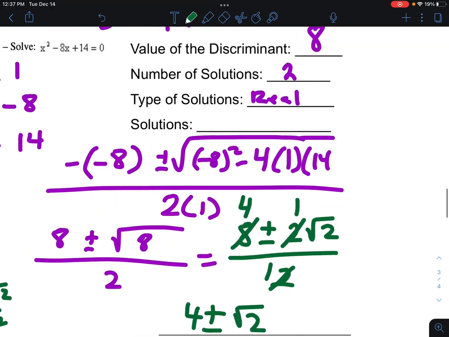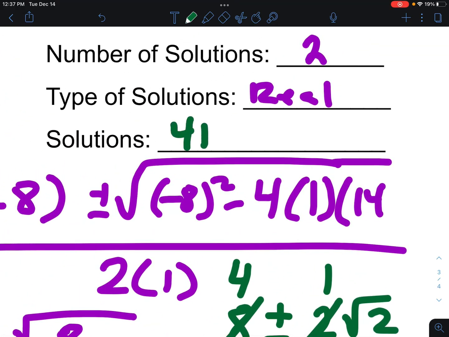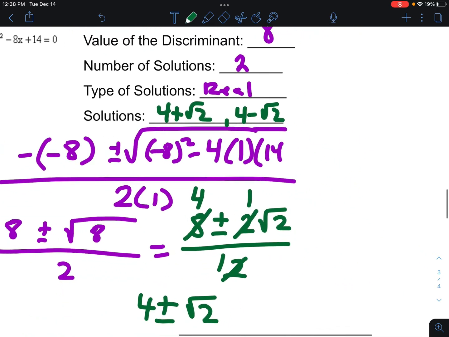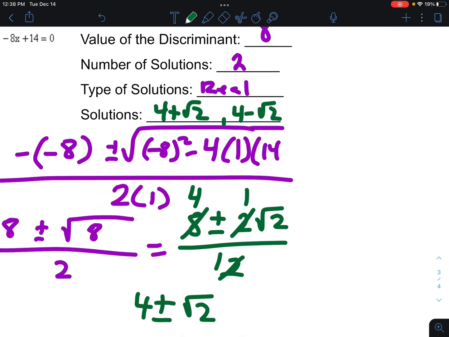So my solutions would be 4 plus square root of 2 and 4 minus square root of 2. These are exact values. If we wanted approximations, which I think will be a little bit more handy to us, if I had to plot these numbers on a number line, you would do the square root of 2. You would do 4 plus the square root of 2.